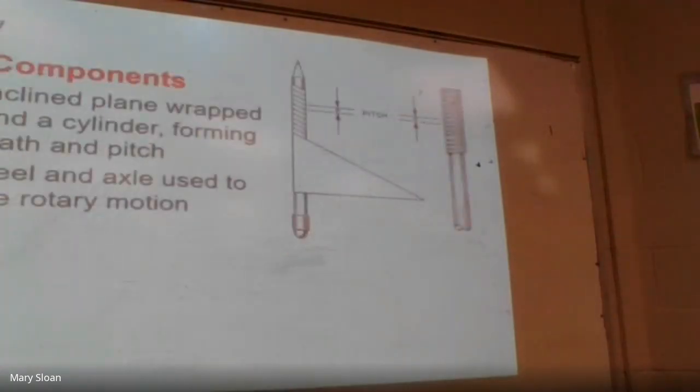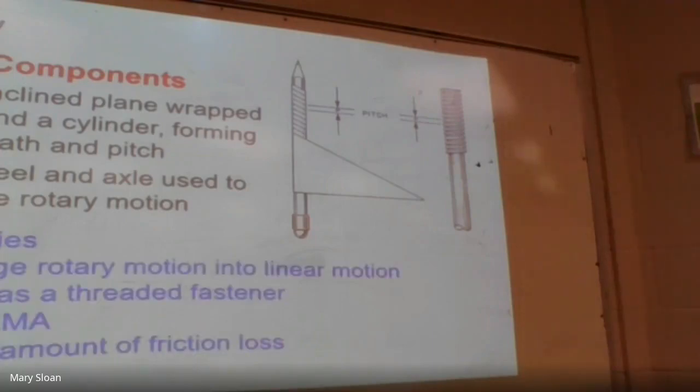Now we're on a screw. A screw has an inclined plane wrapped around a cylinder forming a path and a pitch. It's a wheel and axle used to create rotational motion. Okay, so on your paper, write screw. Properties are: changes rotational motion to linear motion, the finer the thread the larger the MA, and a larger amount of friction loss.